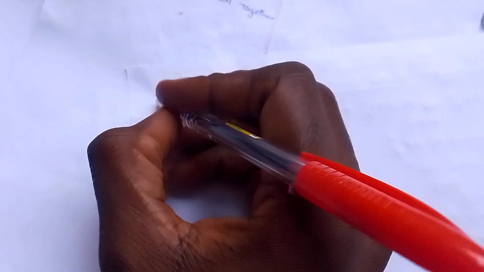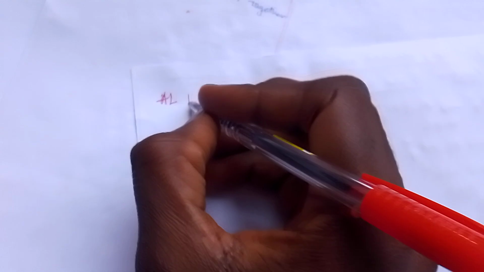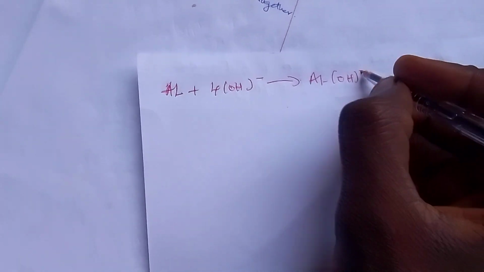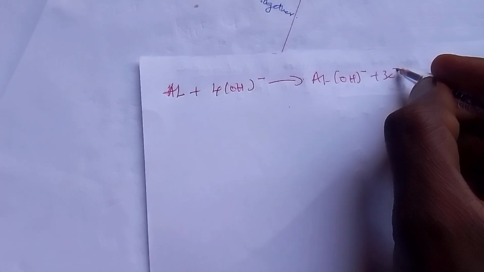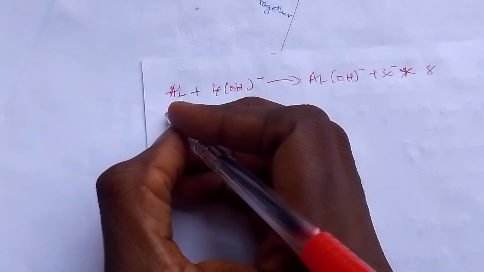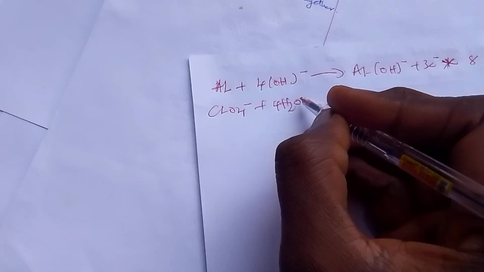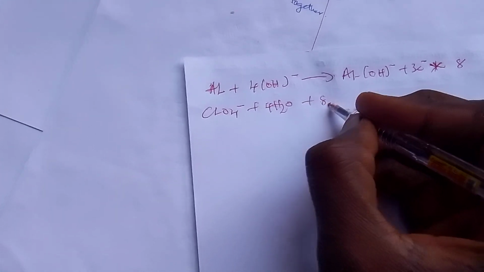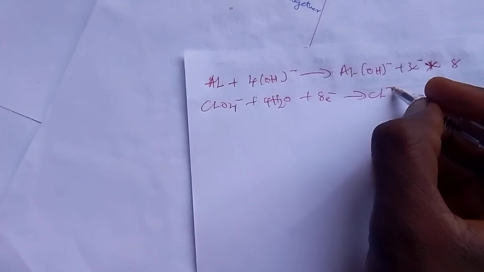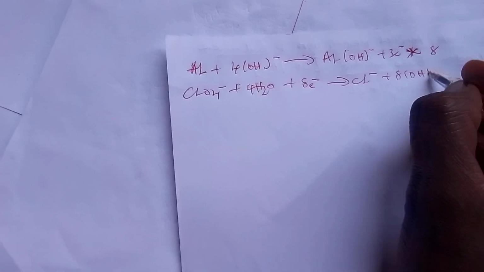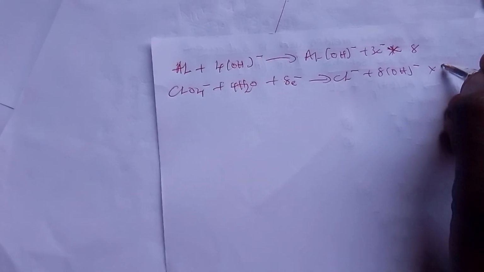Let me rewrite all these equations because of a new space. Aluminium plus 4OH minus gives me aluminum hydroxide plus 3 electron, all of them multiplied by 8. I have the next equation, perchlorate ion plus 4H2O, are you following me, plus 8 electron gives me chlorine plus 8OH. So I'm multiplying this by 3.